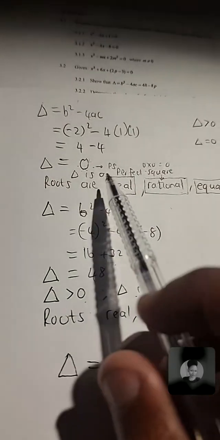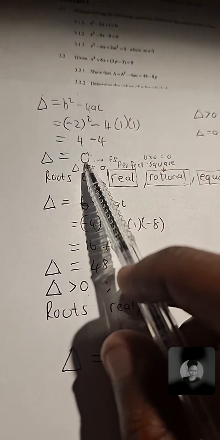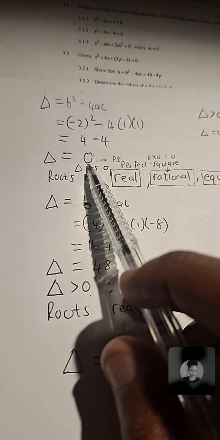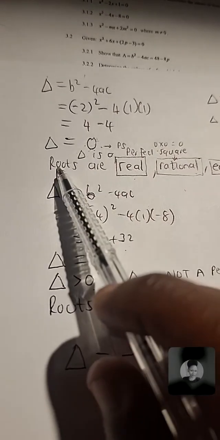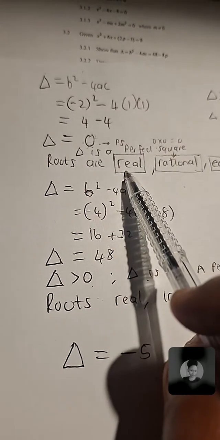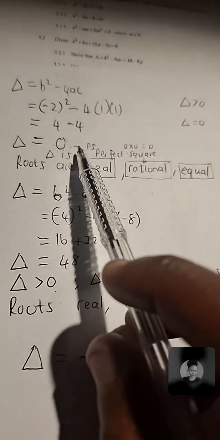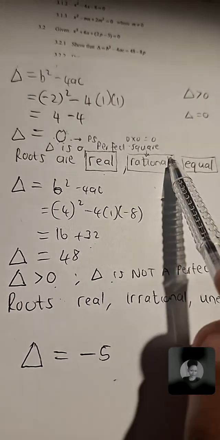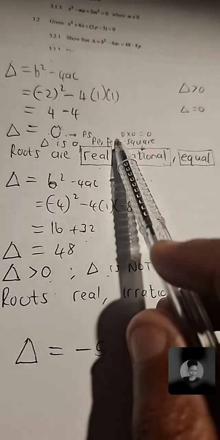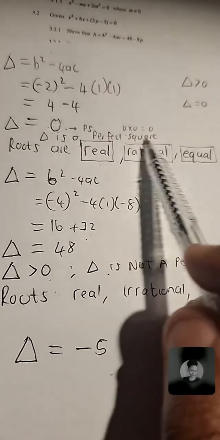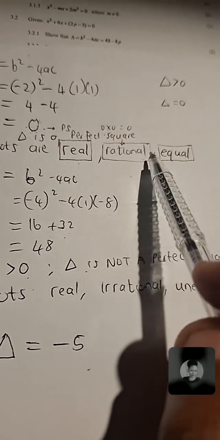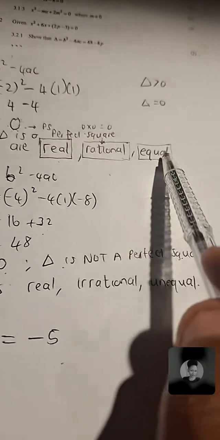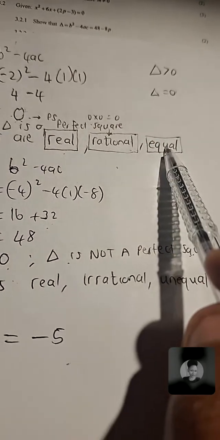Because here in the situation, we saw that delta is equal to 0, right? And then we were able to conclude that delta is a perfect square. And from that, we said the roots, because we always comment on the roots. Because delta is 0, we say the roots are real. Furthermore, because delta is a perfect square, we say the roots are rational. If they are not a perfect square, we say the roots are irrational. And then if delta is equal to 0 still, we say the roots are equal. Okay?